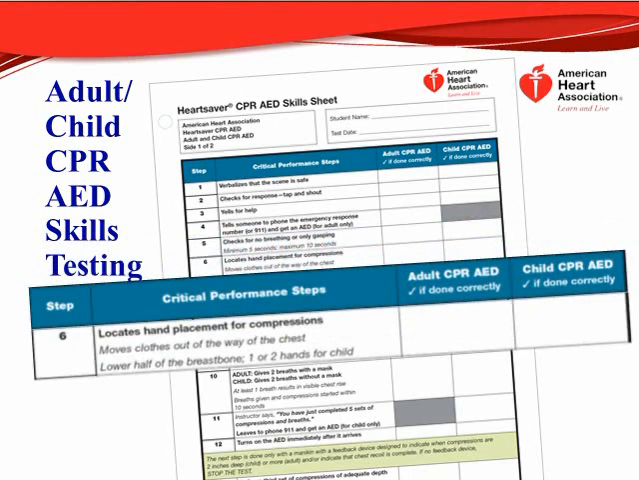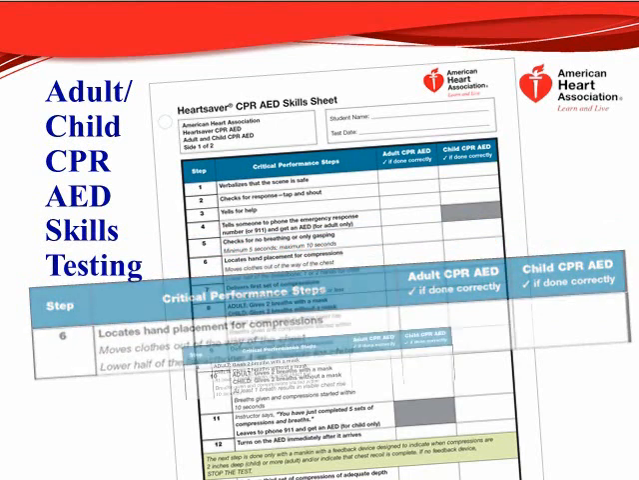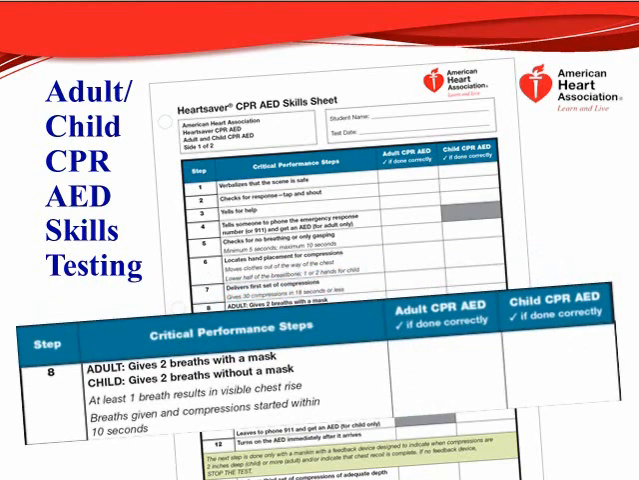In Step 6, note that students' hand position is no longer evaluated on between the nipples. Instead, the correct hand position is placement on the lower half of the breastbone. And as you would expect with the new CAB sequence, opening the airway and giving breaths are now completed and evaluated in Step 8 after the first set of compressions.